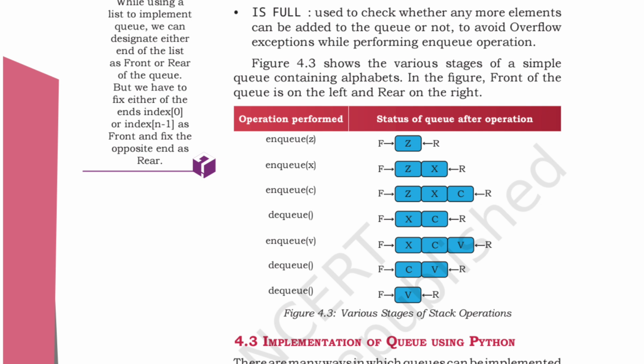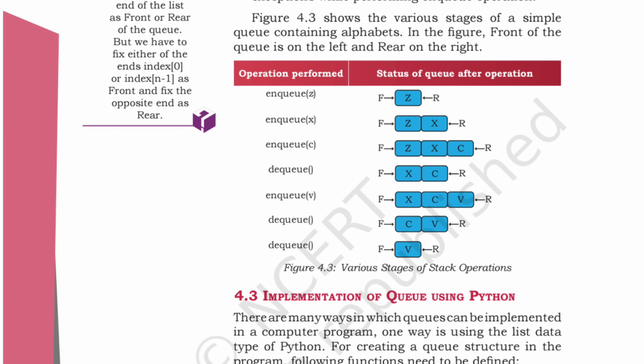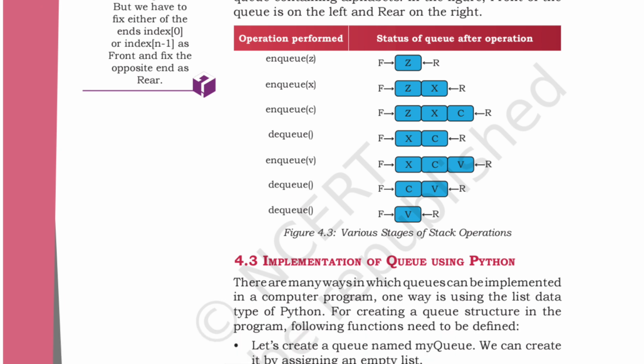It is not Q, it is NQ and it is DQ. So we have to enter the element at the rear side. Okay, that is your head over there. So DQ is what? We are removing something from the tail. Okay, that is your front side. That is various stages of queue operation.